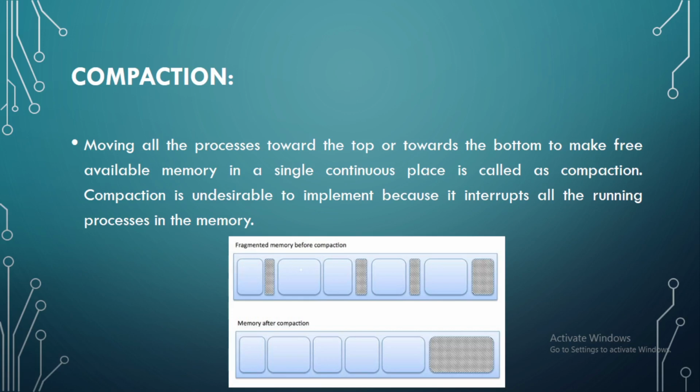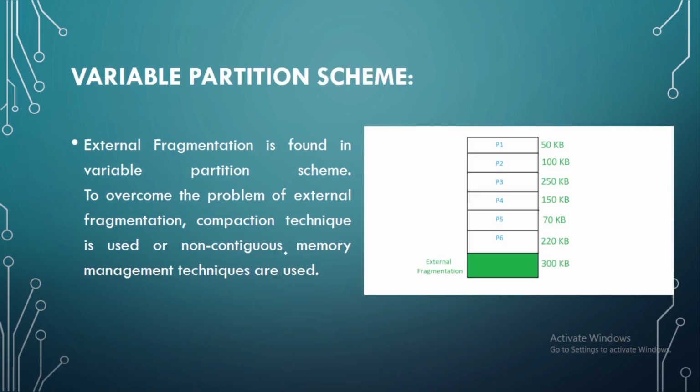In this variable partition scheme, the memory is divided among the requested processes according to the required memory. It leaves scattered memory throughout the memory space, so the total available memory is enough to accommodate a further request, but it is not contiguous. This is the problem of external fragmentation. External fragmentation is found in the variable partition scheme. To overcome the problem of external fragmentation, the compaction technique or non-contiguous memory management techniques are used.